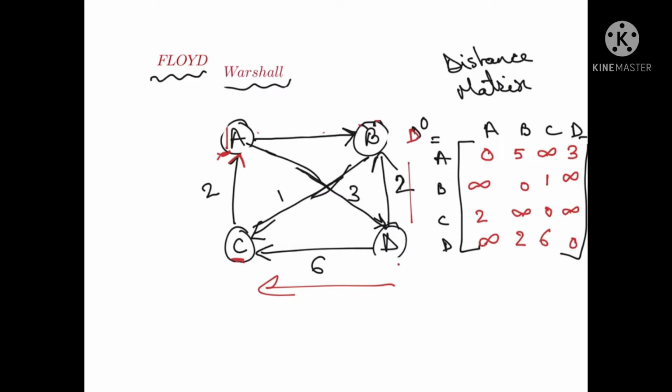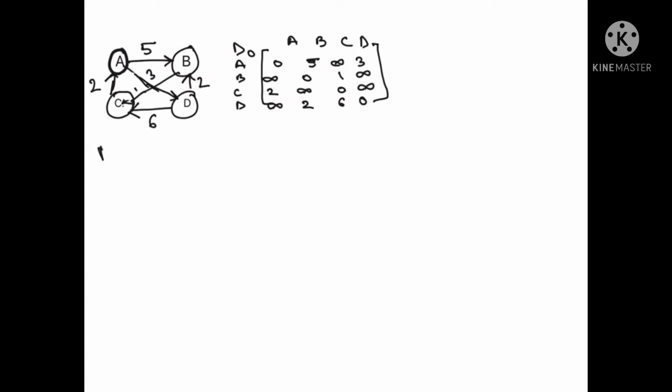Now we have done D0. What will we do now? We will make D1. What do we mean by D1? It means you will go via A. So suppose you have to go from A to A, this will remain the same, correct?